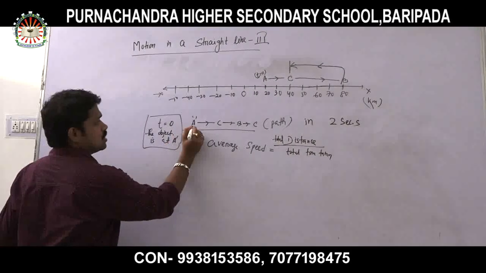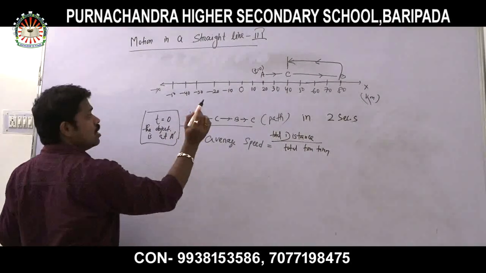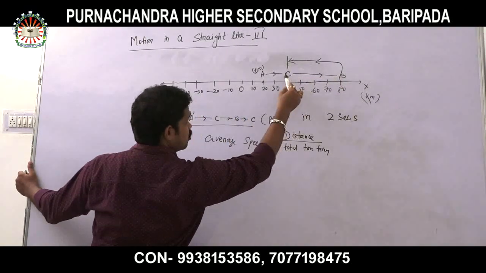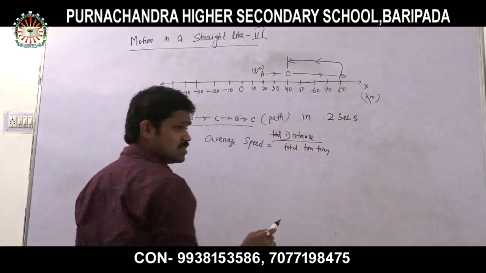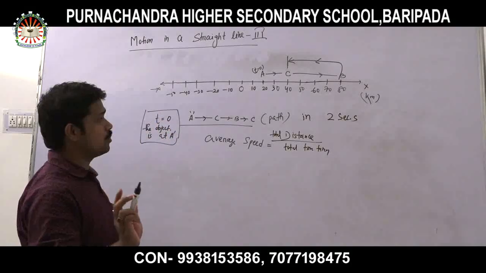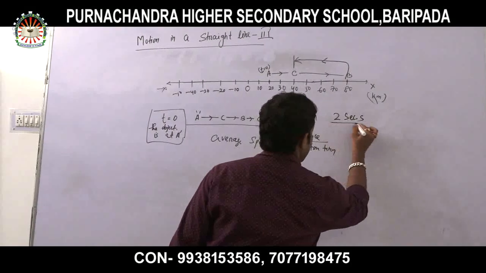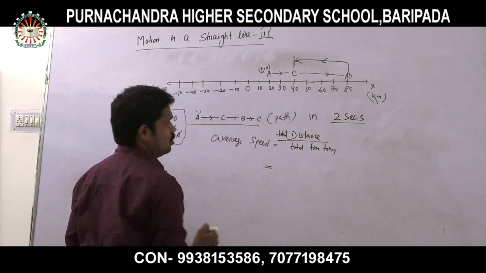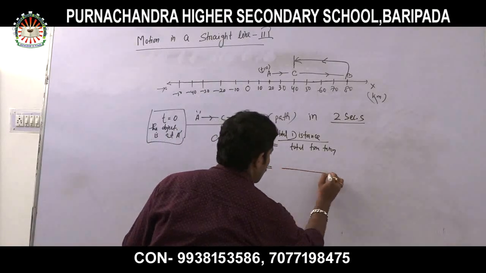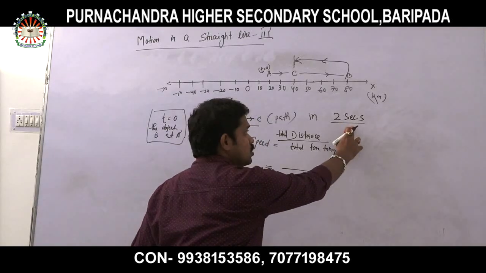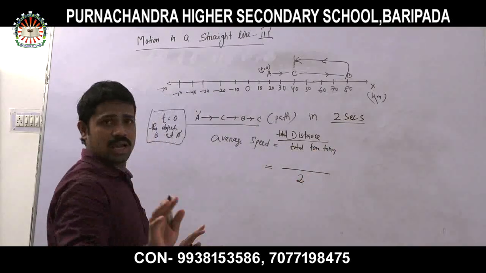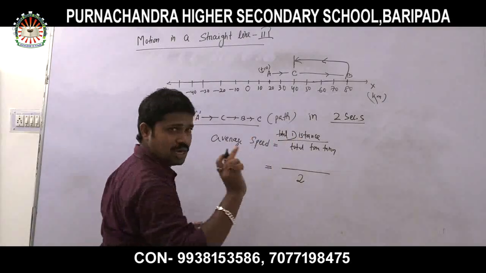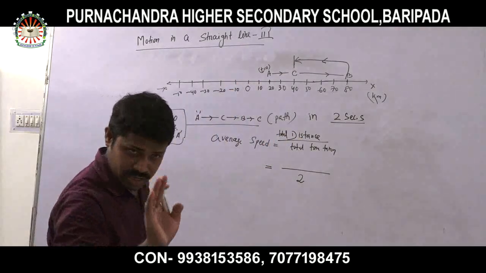So now the object starts from A, going towards B, and again returns back to C in how many seconds? 2 seconds. Clear all of you? So there is mention here 2 seconds. So the total time taken I already knew, that is 2 seconds. So what I have to find out? Total distance covered. So let us find out the total distance covered.